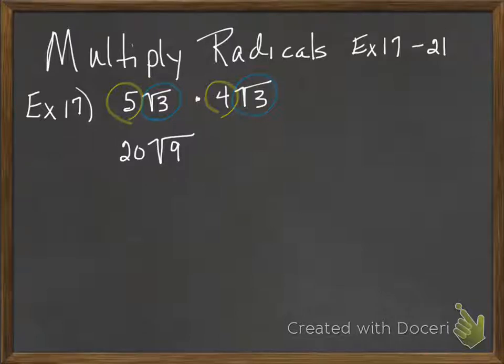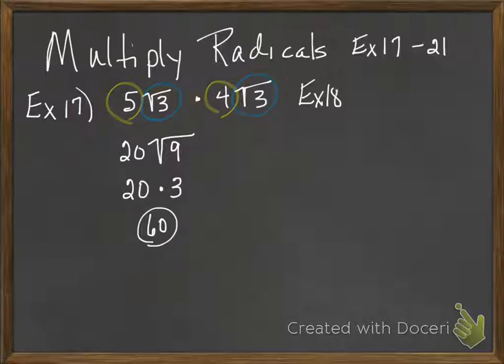So outside times outside, inside times inside. Put your inside answer back under your square root. Once you do that, then it just becomes a simplifying problem, something that you've already done. Is 9 a perfect square? Yes. What's the square root of 9? 3. So this problem really says 20 times 3. And 20 times 3 is 60. All right. Outside times outside, inside times inside. Simplify.